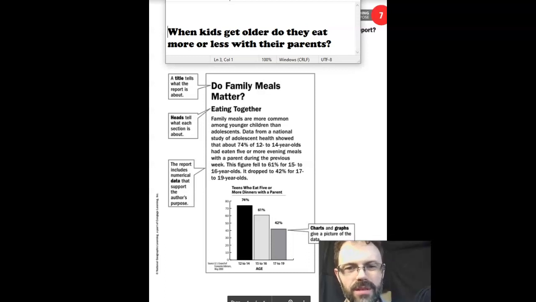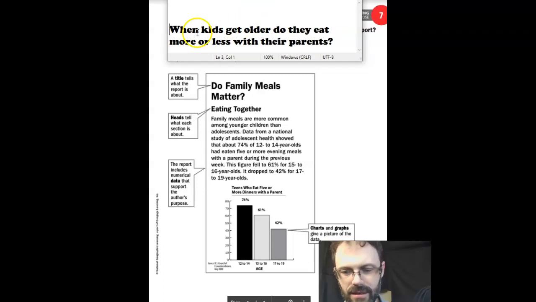Now this one's almost right there. It's pretty easy to see this one. But anyways, here it is. When kids get older, do they eat more or less with their parents? So you're reading, and we read that 74% of 12 to 14-year-olds had eaten 5 or more evening meals with a parent during the previous week. Okay, so that's 74%. And then this figure fell to 61% for 15 or 16-year-olds. So it fell, it's going down as the kids get older. Oh, now it's really going down, to 42% for 17 to 19-year-olds.